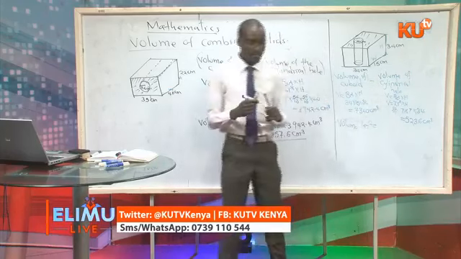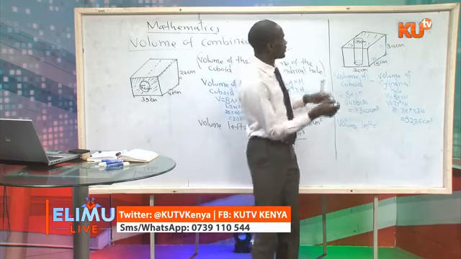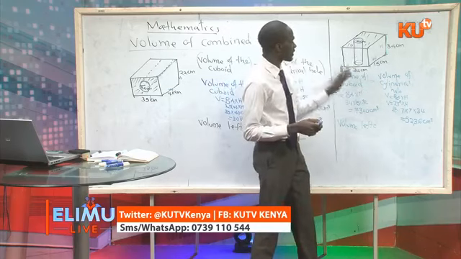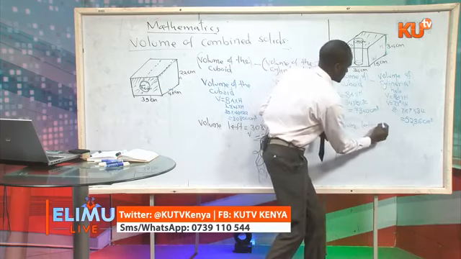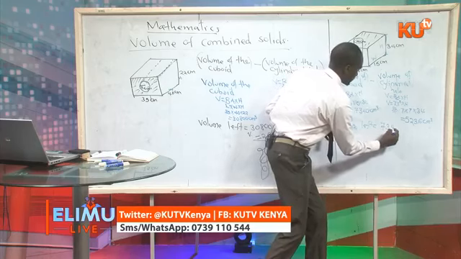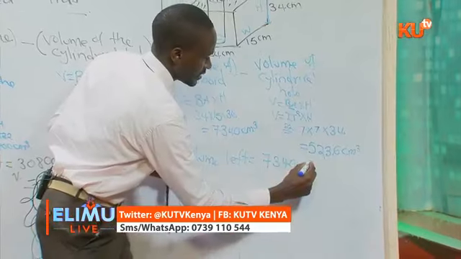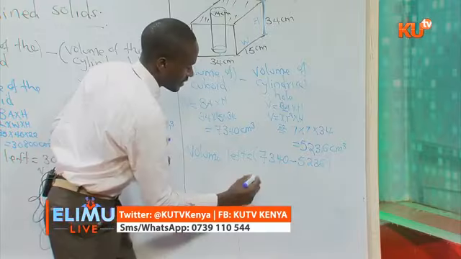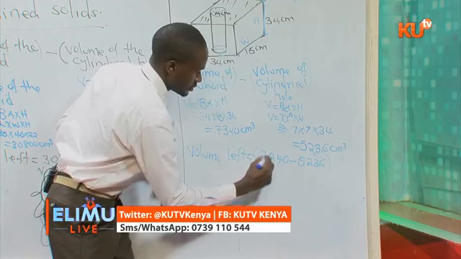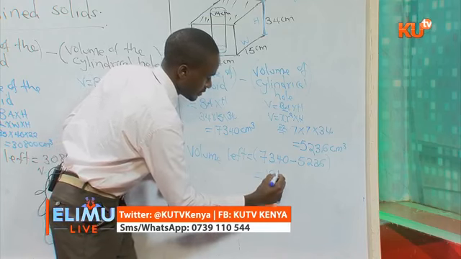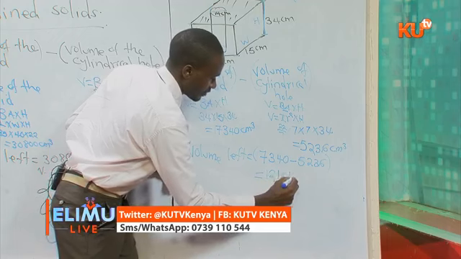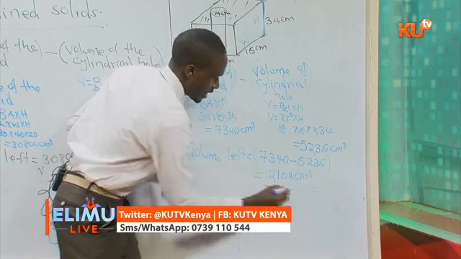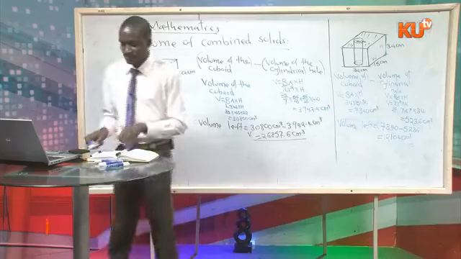Now we go to volume left. Volume left, you take volume of the whole figure, which is a cuboid, take away volume of the cylindrical hole, which is 17,340 cubic centimeter, take away 5,236 cubic centimeter, gives you 12,104 cubic centimeter. Now you have what is left.